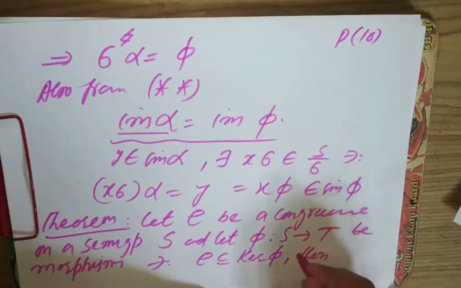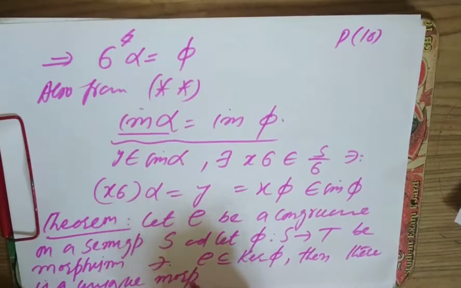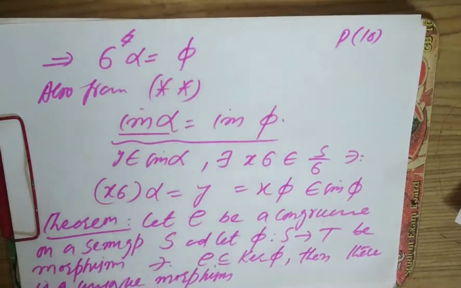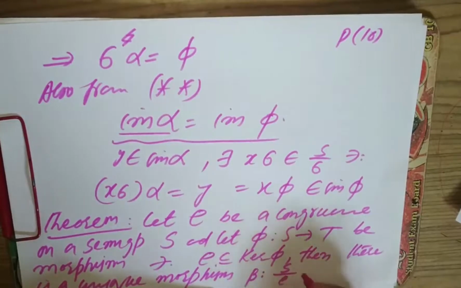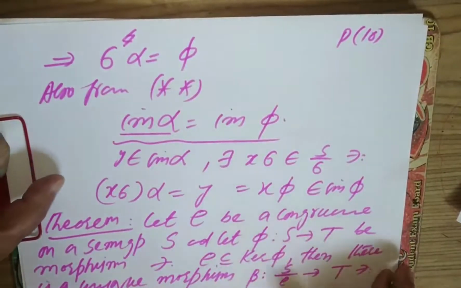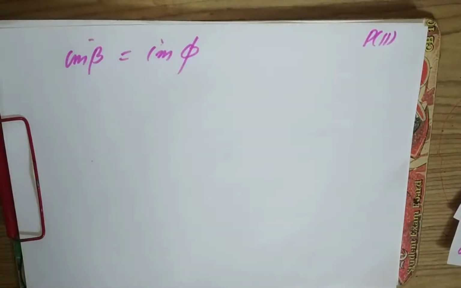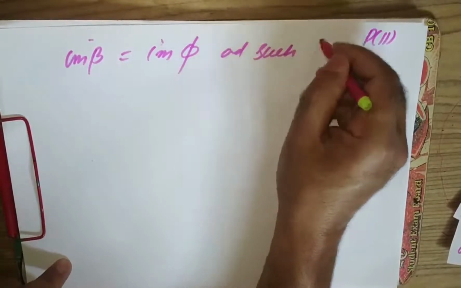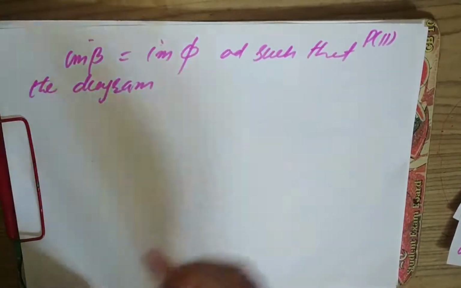beta from S over rho to T, such that the image of beta is the same as the image of phi, as in the previous case, and such that the diagram commutes. The diagram is this one.